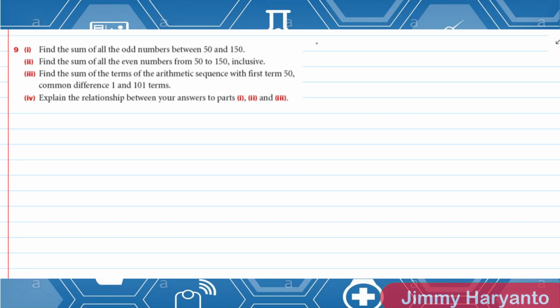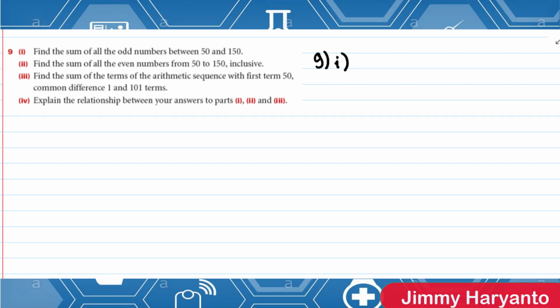And then number 9. For number 9, I will have the sum of all of the odd numbers between 50 and 150. The thing you should know is when the question gives us "between", that means 50 and 150 are not involved. So let's start with odd numbers, from 51, and then the next odd numbers will be 53 and then 55 until you get 149.